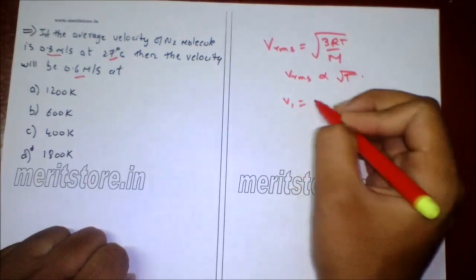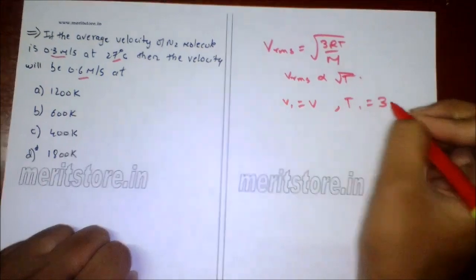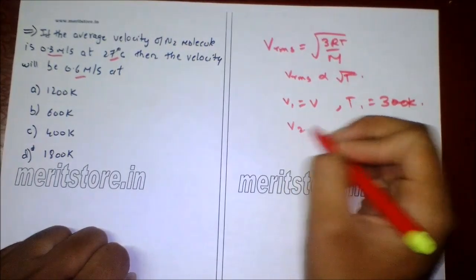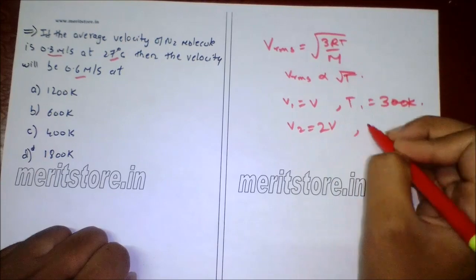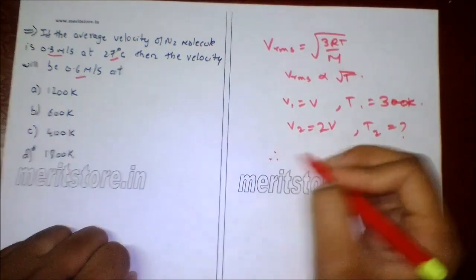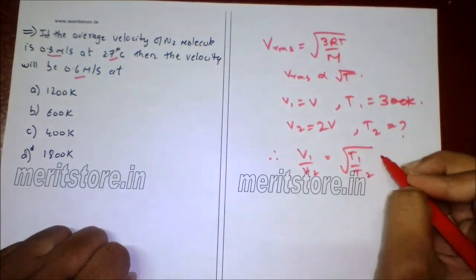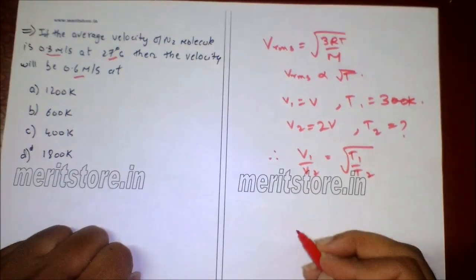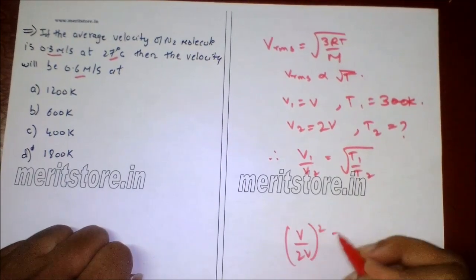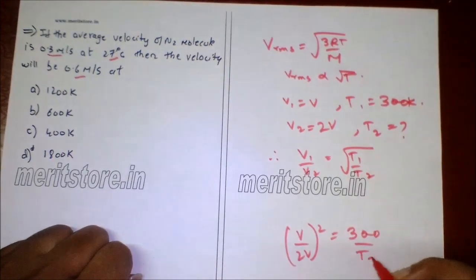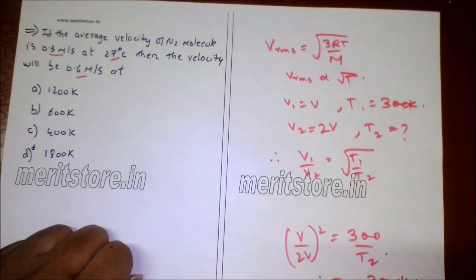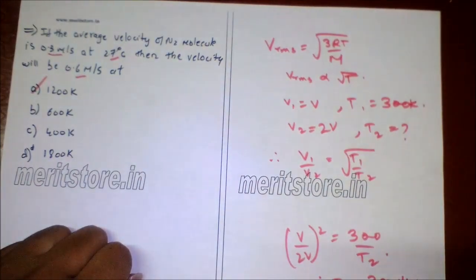Therefore V1 be V and T1 is 300 Kelvin, V2 is equal to 2V as velocity is doubled, so we have to find T2. Therefore V1 upon V2 is equal to root of T1 upon T2. Squaring both sides, we get V upon 2V the whole square, which is equal to 300 upon T2. Therefore T2 is equal to 300 into 4. This comes out to be 1200 Kelvin. So option A is the correct answer.